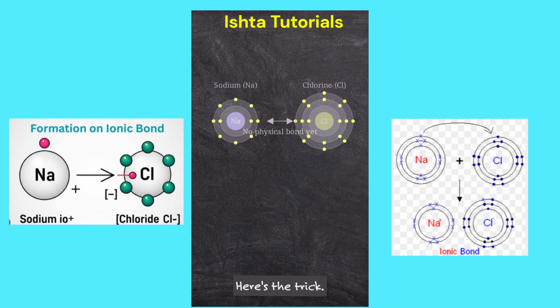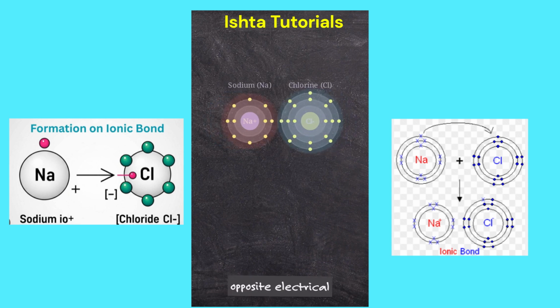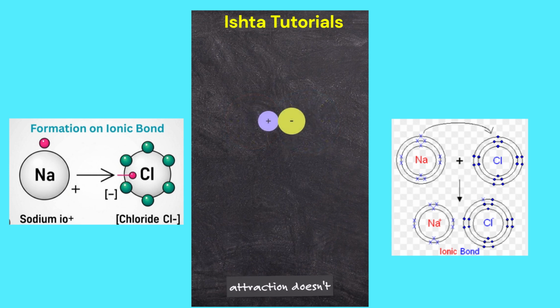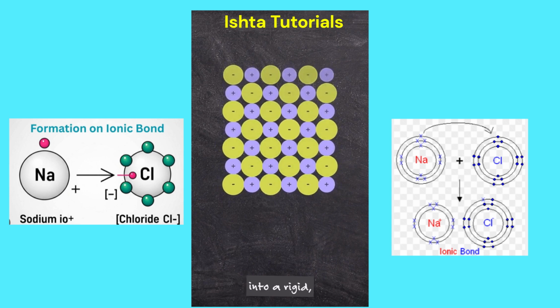Here's the trick. Losing that negative electron leaves sodium positively charged, and gaining it makes chlorine negative. These massive opposite electrical charges immediately slam the two atoms together. And this violent positive-negative attraction doesn't stop at just one single pair. It cascades outward, locking countless repeating pairs into a rigid, highly structured geometric grid.